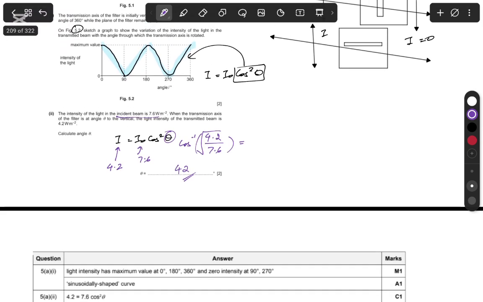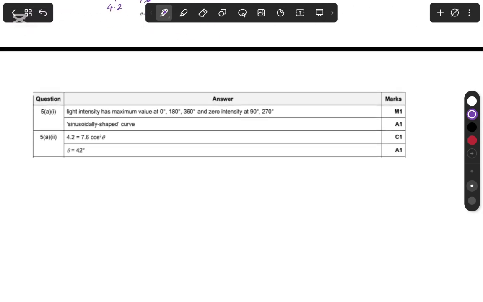Let me just show you the mark scheme as well. Here is the mark scheme.